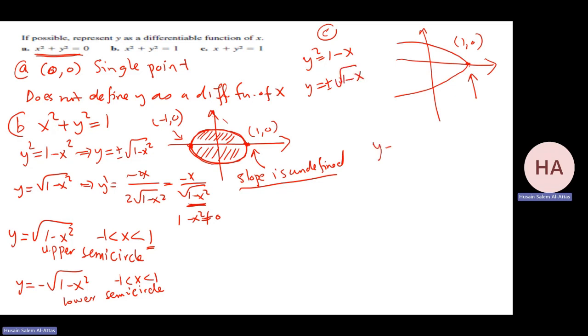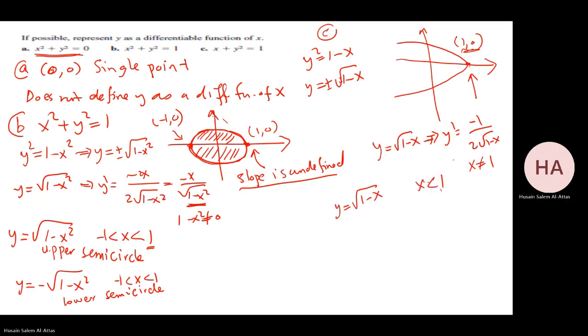So we'll do the same idea. If y equals square root of 1 minus x, what will be y prime? It will be 1 over 2 root 1 minus x, and don't forget times minus 1. So at x equal 1, I have a problem. X not equal to 1. Here I have a problem. The slope is undefined. Same problem as in this one. So to make it differentiable, I need y equal square root 1 minus x, where x is less than 1. I cannot define it at 1.